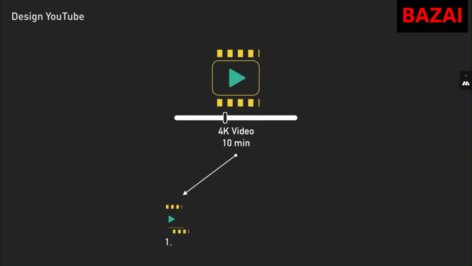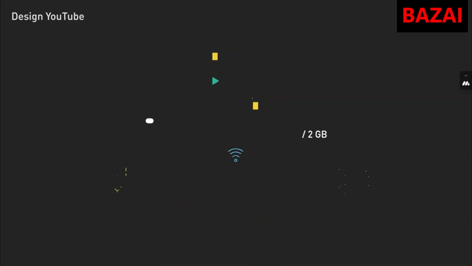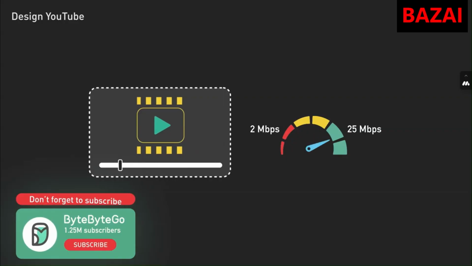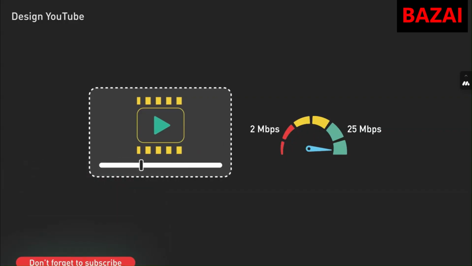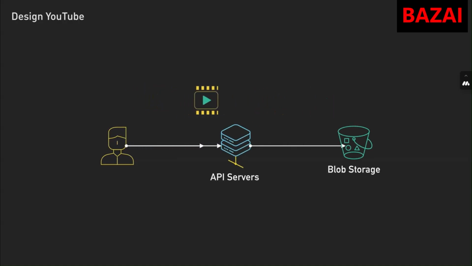Here are the requirements we'll focus on. People upload massive videos. A 10-minute 4K video ranges from 1.5 gigabytes highly compressed to 30 gigabytes in ProRes. When uploading huge videos, users expect resumable uploads. For viewing, playback must adapt to network condition in real time. When your connection drops from 25 megabit per second to 2 megabit per second, playback shouldn't stop.